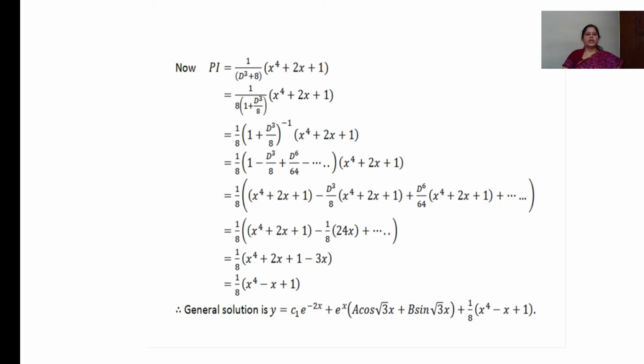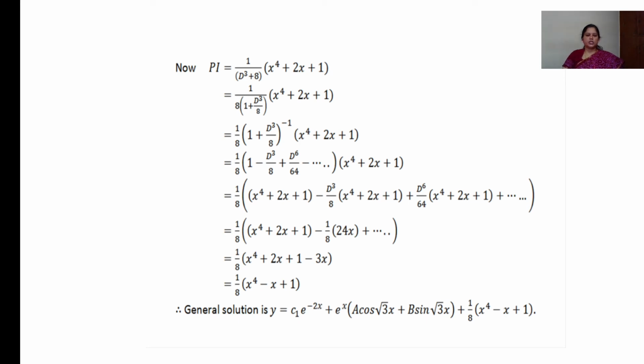So maximum we can differentiate 4 times. So that's why we are taking the first two terms. That means if you divide D to the power 6, which we have in the third term, if you take that term, we will get the differentiation value as 0. So that's why only the first two terms we have to simplify.